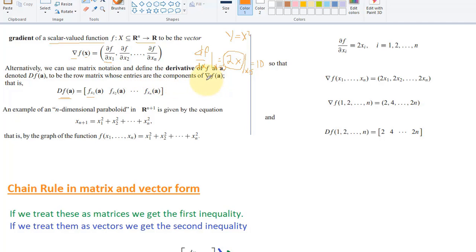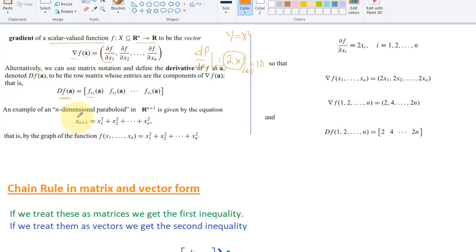So this is the nabla operator, or the gradient of f at a particular value. Here, when we write it like this, we're not specifying a particular value. We're just being general, a general x. So let's just do an example of this. Let's take an n-dimensional paraboloid.